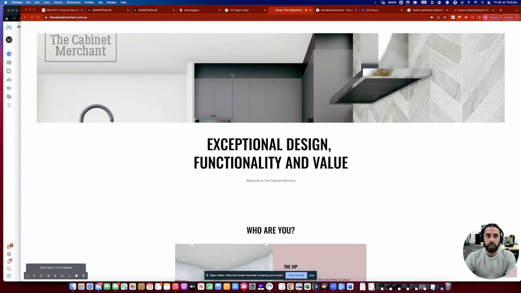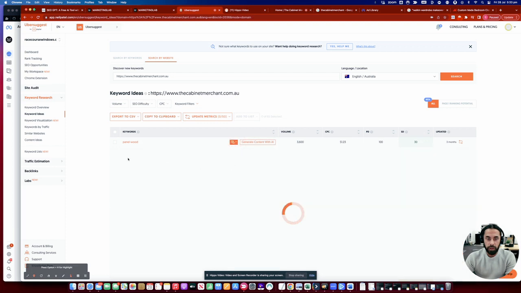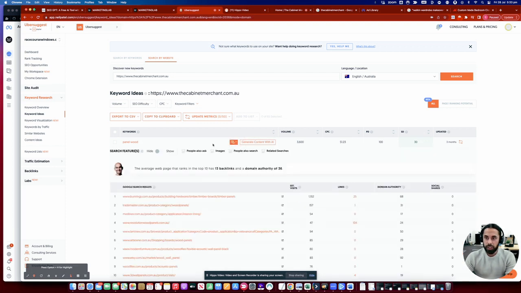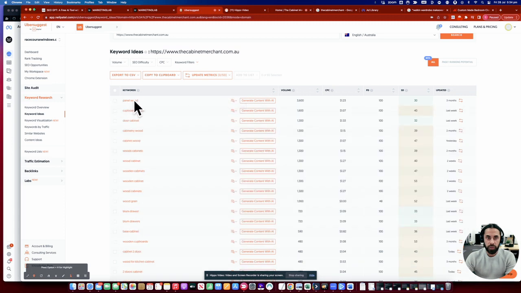So the first thing we do is go to Uber Suggest and enter the client's details in there to get an idea of what they're about and what type of keywords Google thinks you relate to. It's not always based on what we think, and sometimes they could be really broad terms, like in this case, panel wood, which is quite a broad representation of who we are. The people we're going up against are Bunnings, Tradesmaster, and so on. So it's going to be virtually impossible to rank organically for this website with our approach because it's quite broad.